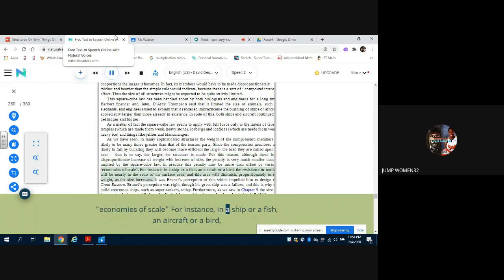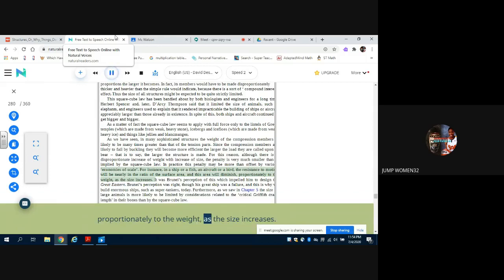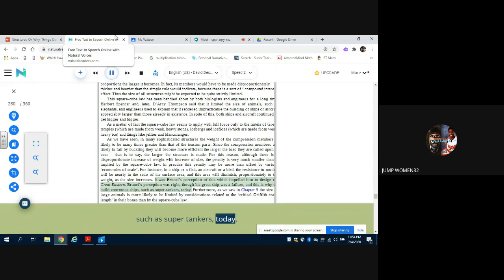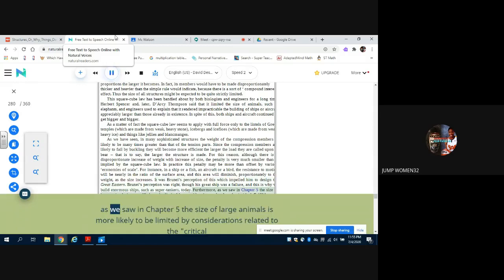For instance, in a ship or a fish, an aircraft, or a bird, the resistance to motion will be nearly in the ratio of the surface area, and this area will diminish, proportionately to the weight, as the size increases. It was Brunel's perception of this which impelled him to design the Great Eastern. Brunel's perception was right, though his great ship was a failure, and this is why we build enormous ships, such as supertankers, today. Furthermore, as we saw in Chapter 5, the size of large animals is more likely to be limited by considerations related to the critical Griffith crack length in their bones than by the square-cube law.